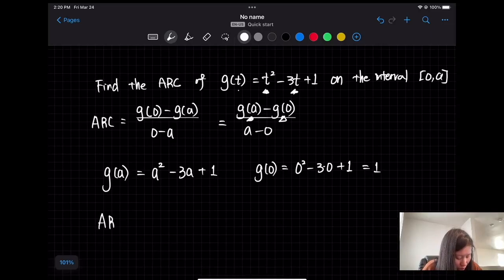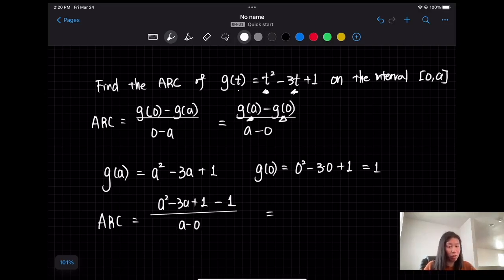So the average rate of change equals g of a, which is a squared minus 3a plus 1, minus g of 0, which is 1, over a minus 0. Now we need to simplify it. 1 minus 1 gives you 0, so a squared minus 3a over a. Well, they both have a, so we need to simplify it. You eliminate one a out, so a minus 3. So this is the average rate of change.